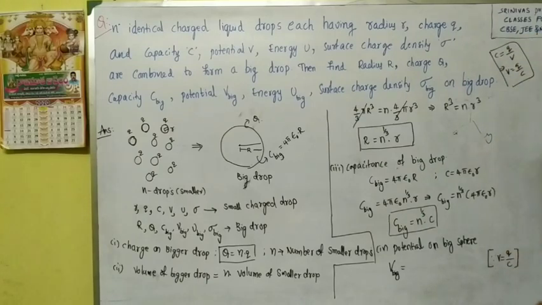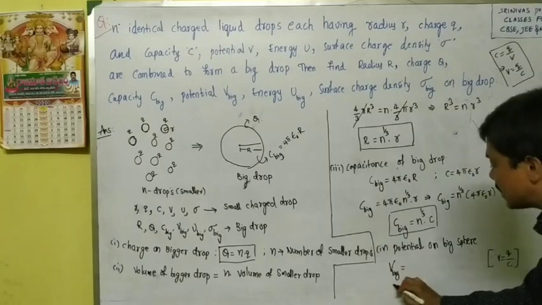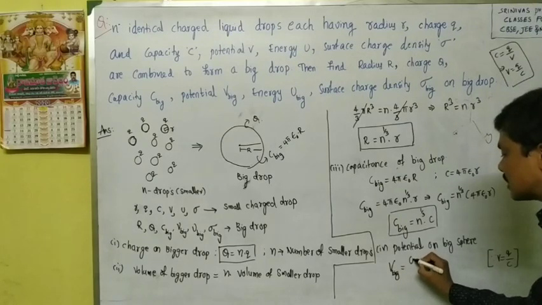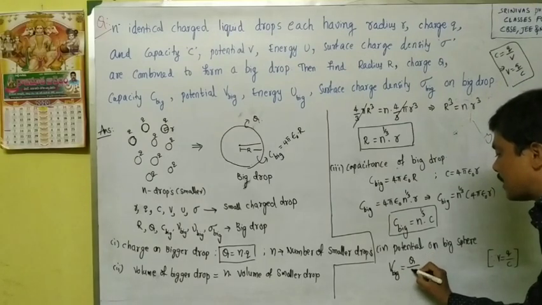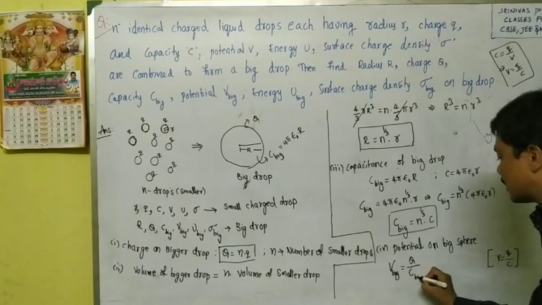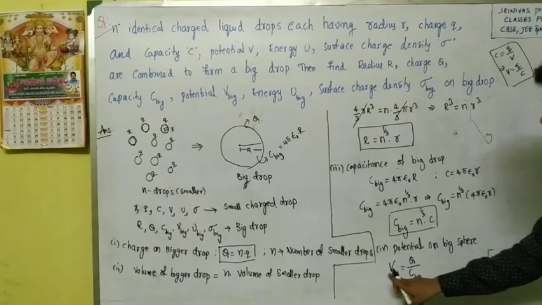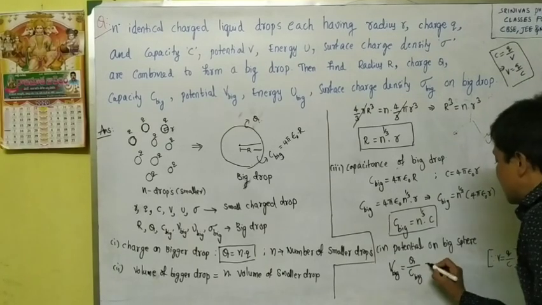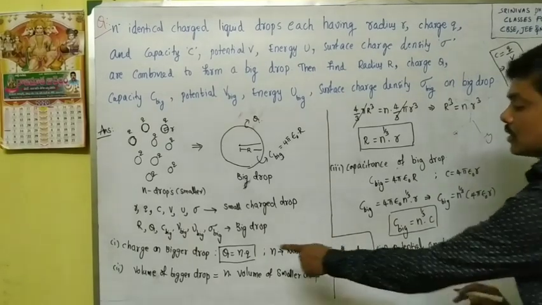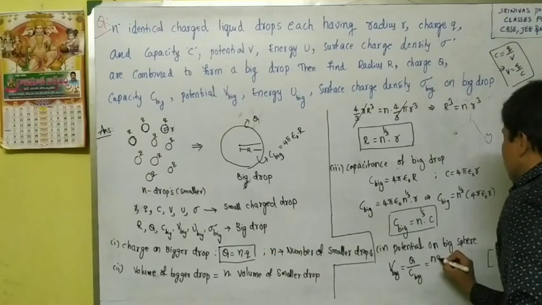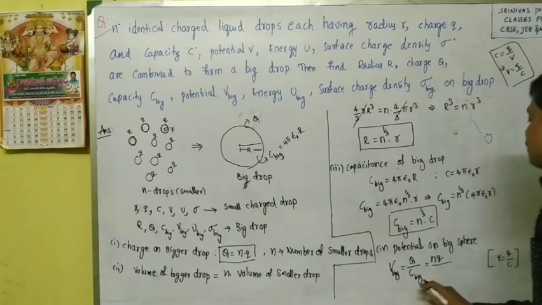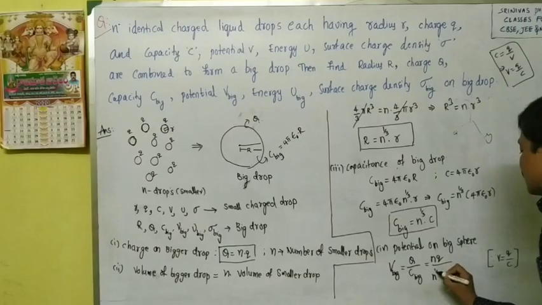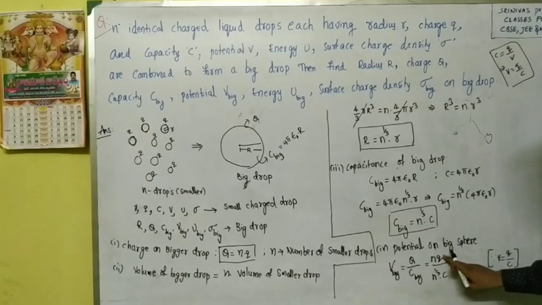You know this one? And this we write here: potential on the bigger sphere means we have to take the charge on the bigger sphere by the capacitance of the bigger sphere. Is that right? Because bigger sphere potential means bigger sphere charge, bigger sphere capacitance. And here the bigger sphere charge we can convert into the smaller, that is n into small q, by n power 1 by 3 into c. And this q by c is what?